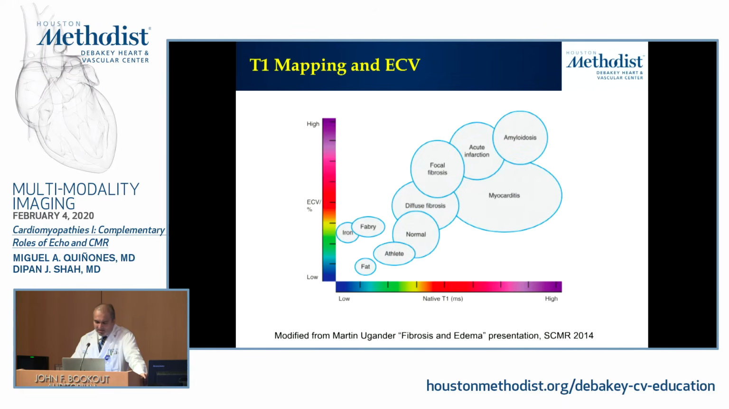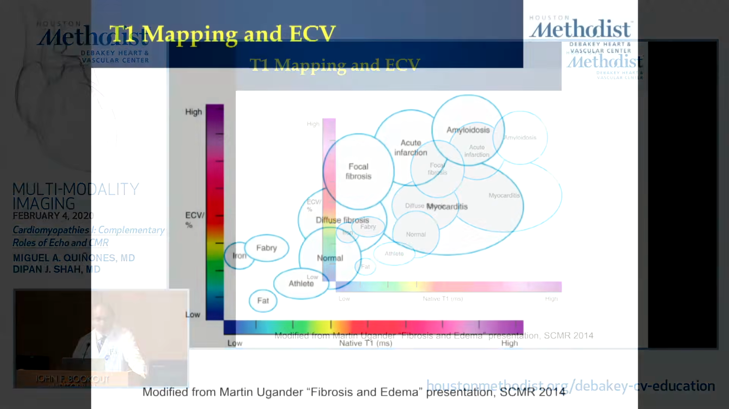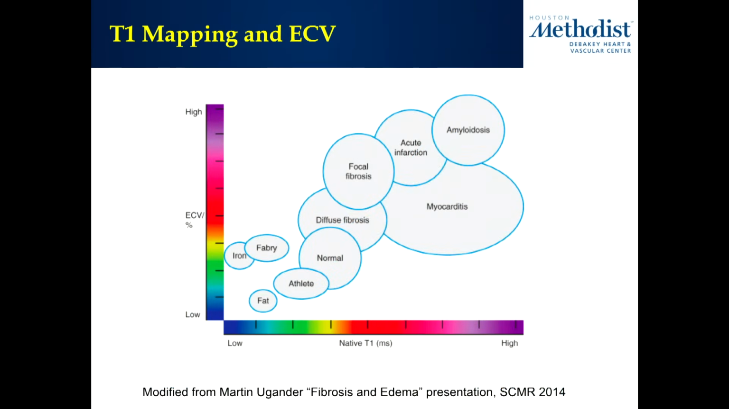And then this is a nice little concept diagram that was put forward by Martin Ugander several years ago. And the idea is that if we incorporate this information about native T1 values and ECV, it may actually be an adjunct in addition to our standard assessment of EF, mass, and late gadolinium enhancement to try to help in identifying potential differential diagnoses for different cardiomyopathies.